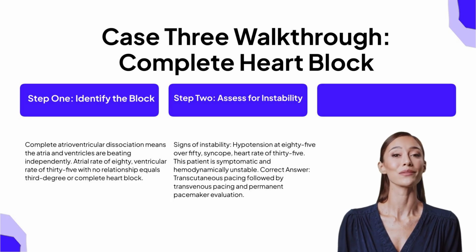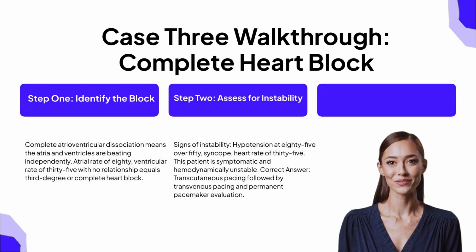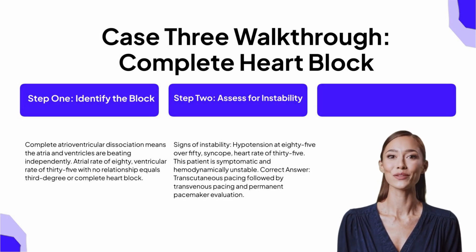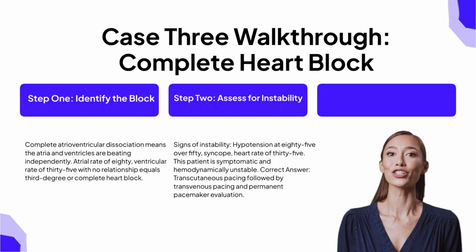Step 2. Assess for instability. The signs of instability here are hypotension at 85/50, syncope, and a heart rate of 35. This patient is symptomatic and hemodynamically unstable. The correct answer is transcutaneous pacing, followed by transvenous pacing and permanent pacemaker evaluation. Unstable bradycardia with complete heart block needs emergent pacing.